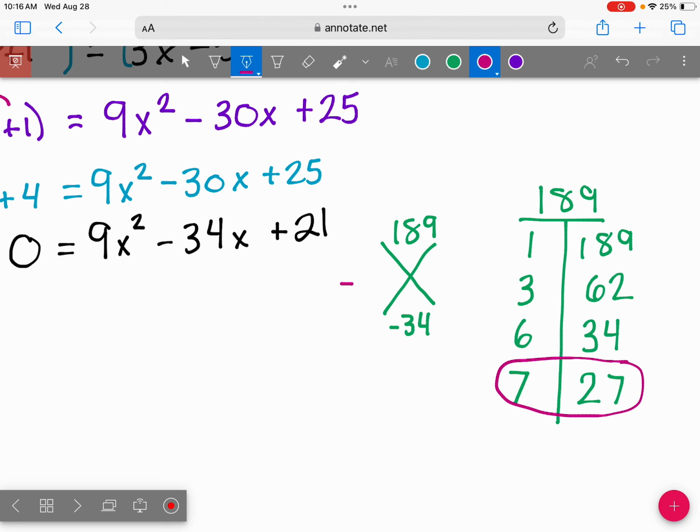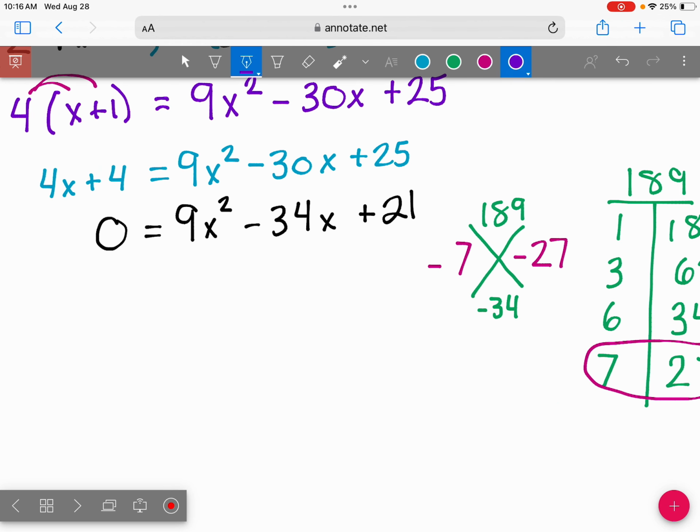So if you get stuck on that part, this is how you approach it. Make a list of things that multiply to our product of A and C. So negative 7 and negative 27 are our two pieces here. That's how our negative 34 splits. So you can factor by grouping, you can box it, you can do whatever it is you need to factor this.